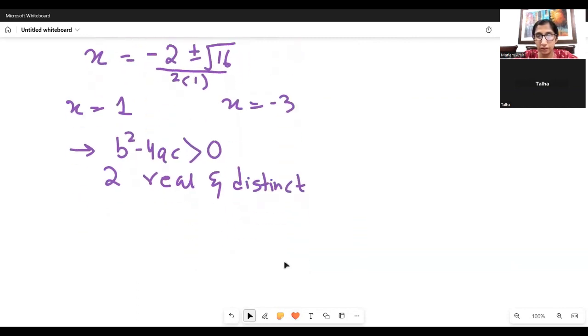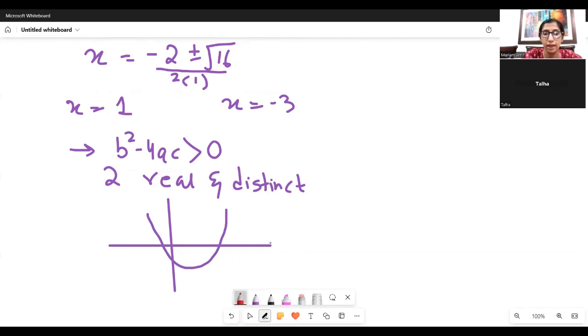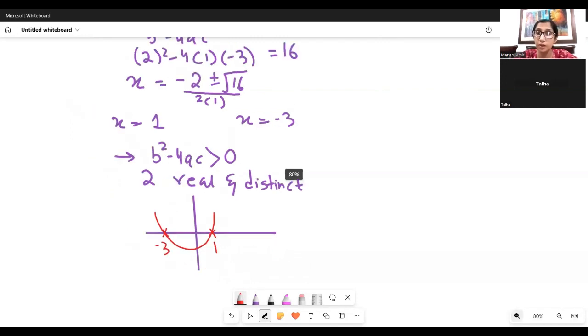If I sketch this on coordinate axes, this is what it means: you get a U-shaped or inverted U-shaped curve, and it intersects the x-axis at 2 points. That's why you got two solutions, one was minus 3 and one was 1. The graph is slightly wrong, it should be a bit more leftwards, like this. So one answer of x is 1 and the other is minus 3, because the curve cuts the x-axis at 2 points since the discriminant is positive.